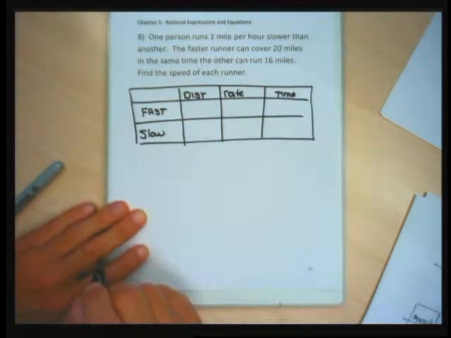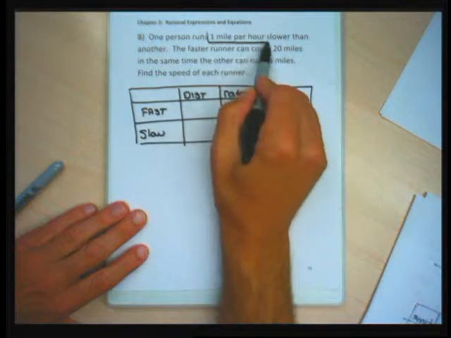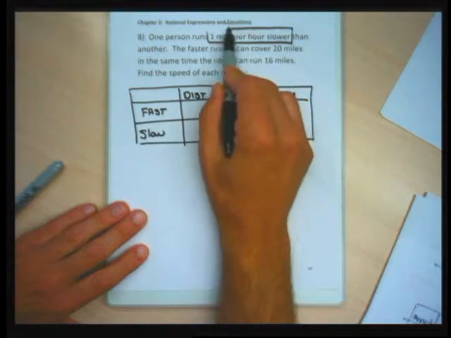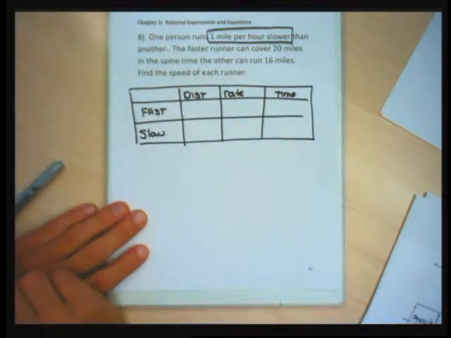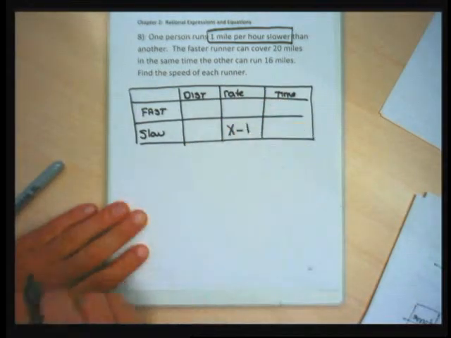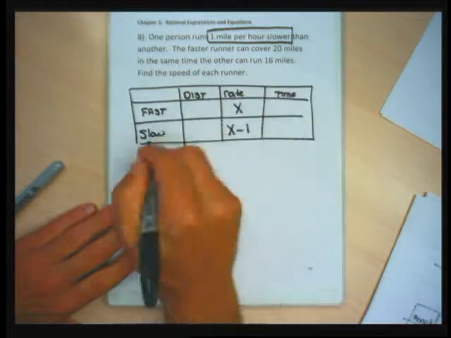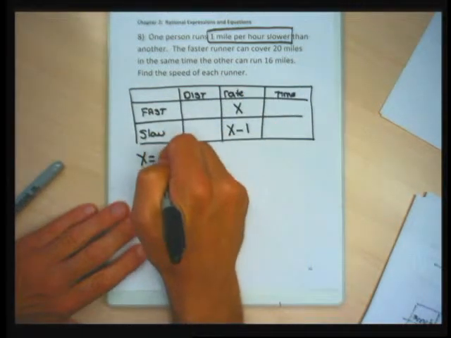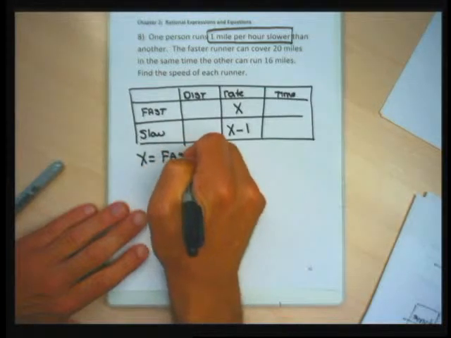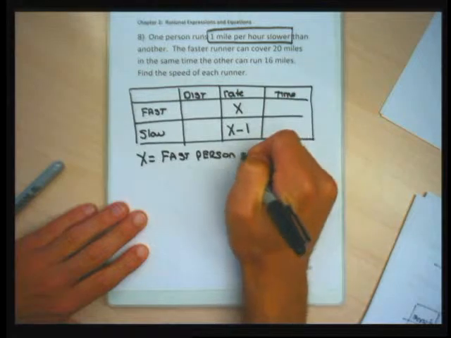And unlike the boat problems, in the walking problems and the running problems, only one of the rates gets the sign. And in this problem, it's the slower person that's going to get the sign. And for the slower person's speed or rate, I'm going to put x minus 1. He's 1 mile per hour slower than the faster person. The faster person's I'm going to call x. So x is going to be the fast runner's speed, or rate. Rate and speed are kind of interchangeable for us.